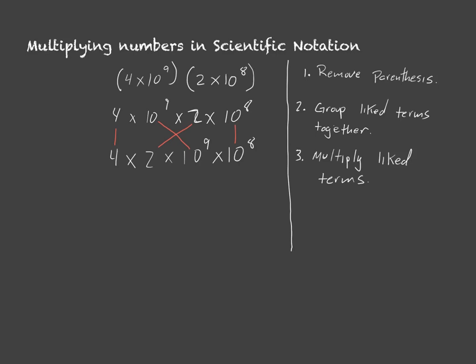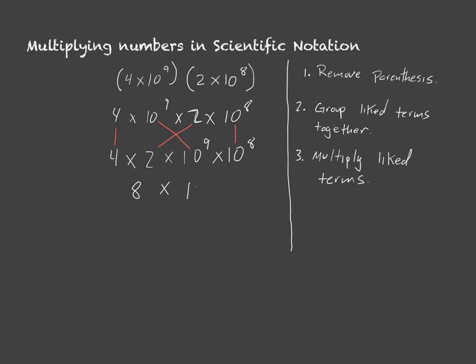That means that I'm going to multiply the 4 and the 2, and that's going to give me 8. And then we're going to use, once again, the properties of integer exponents.